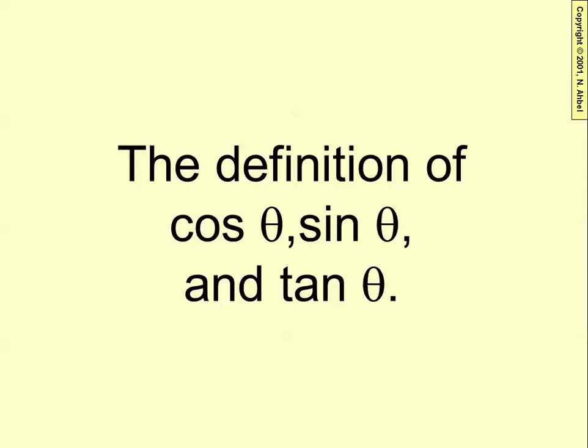So this video is about the definition of cosine of theta, sine of theta, and tangent of theta. Theta is a Greek letter that is often used for an angle. Like in algebra, we often use x for a variable. In trigonometry, we also often use theta as a variable for an angle.